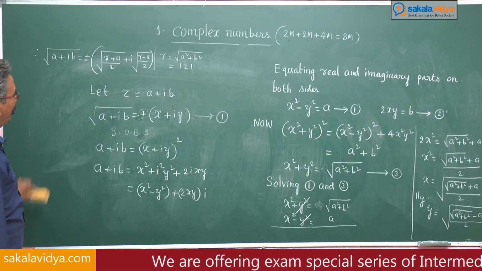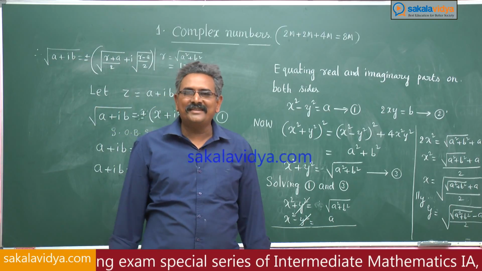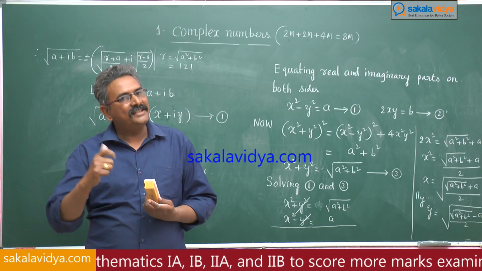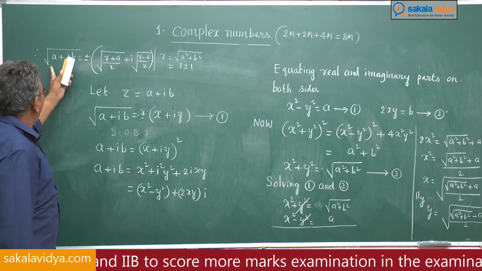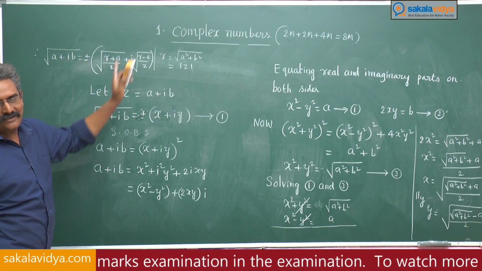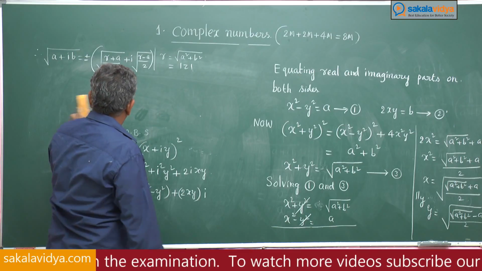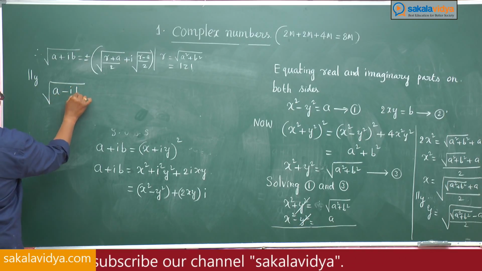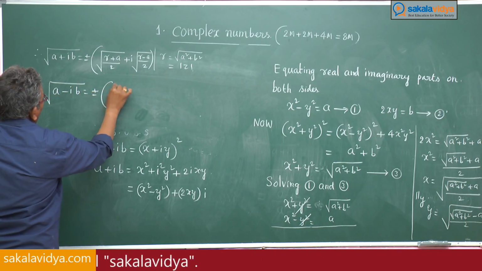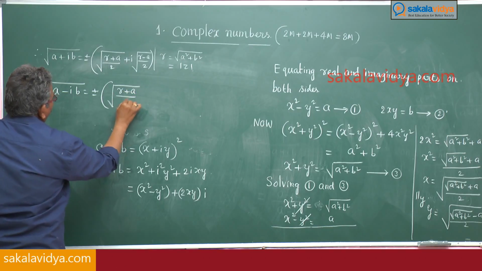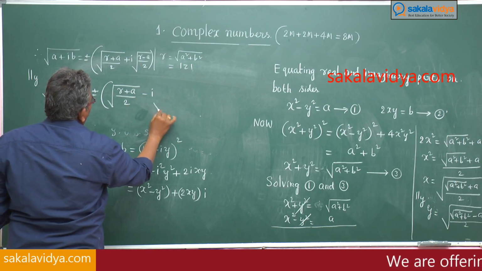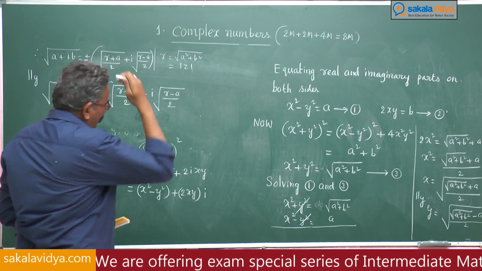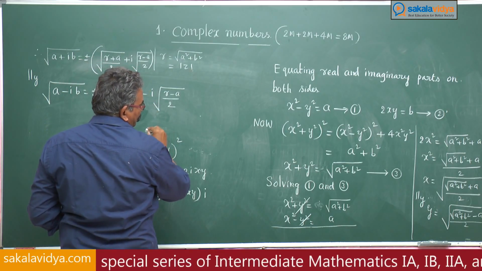So now how do we find the square root of a minus ib? What is a minus ib? A minus ib is nothing but the conjugate of a plus ib. So the square root of a minus ib is also the conjugate of this one. So similarly we can write the square root of a minus ib is equal to plus or minus root of (r plus a) by 2, with only the sign changed, minus i under root of (r minus a) by 2.